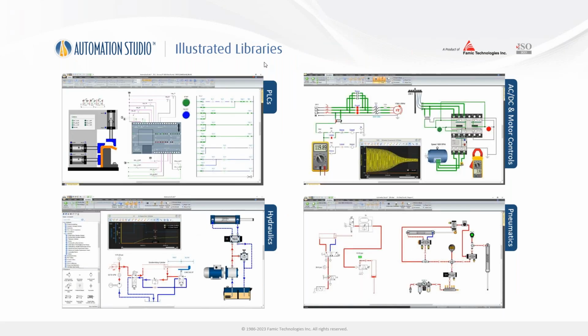So this is, as I told you, one of the new features which we have added in Automation Studio, the illustrated library. When I demonstrate, I will go through all the libraries and try to build one basic circuit with the help of this. So we will see this during the demonstration part.